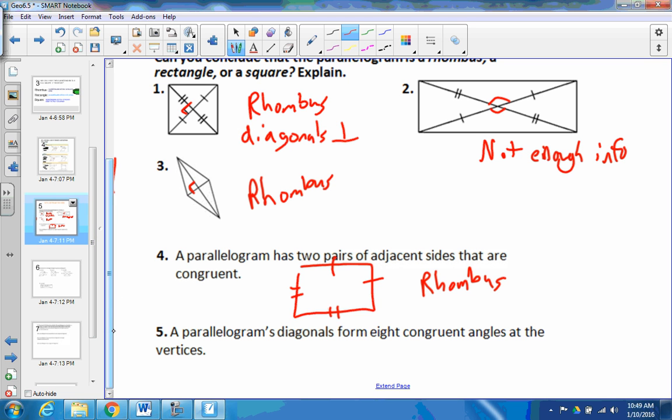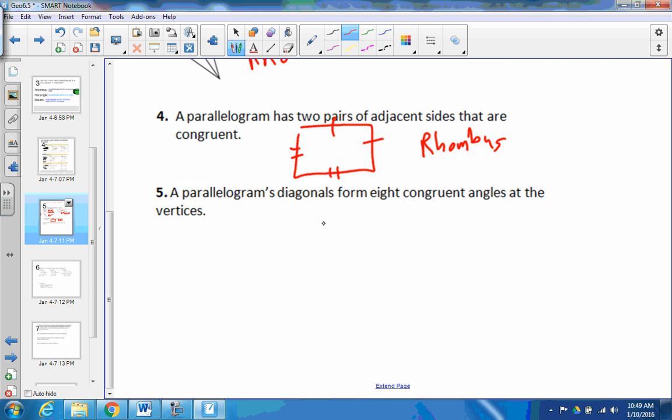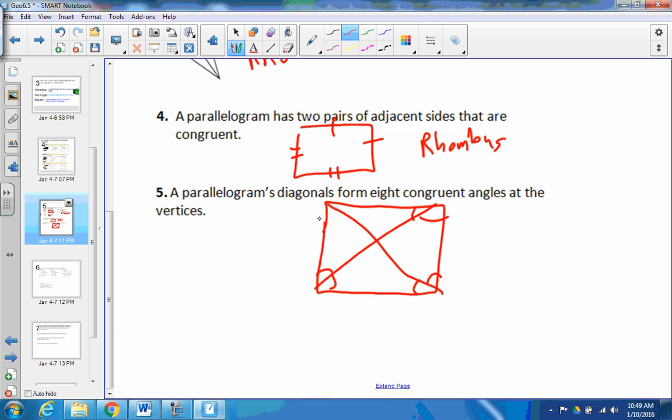Could be a square. Number 5, a parallelogram's diagonals form 8 congruent angles at the vertices. So it's a rectangle for sure. But if this is congruent to this, this is congruent to this. If they're all congruent, we know it's a rectangle, but we also know that it is a square because all the angles are congruent.